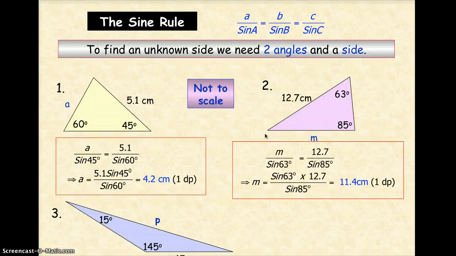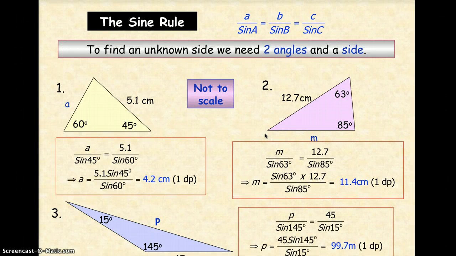The answer for number 2 should be 11.4 centimeters. Okay, now do the third one. The solution should be this, and the final result is 99.7 meters in one decimal place. I hope you have the correct answers.